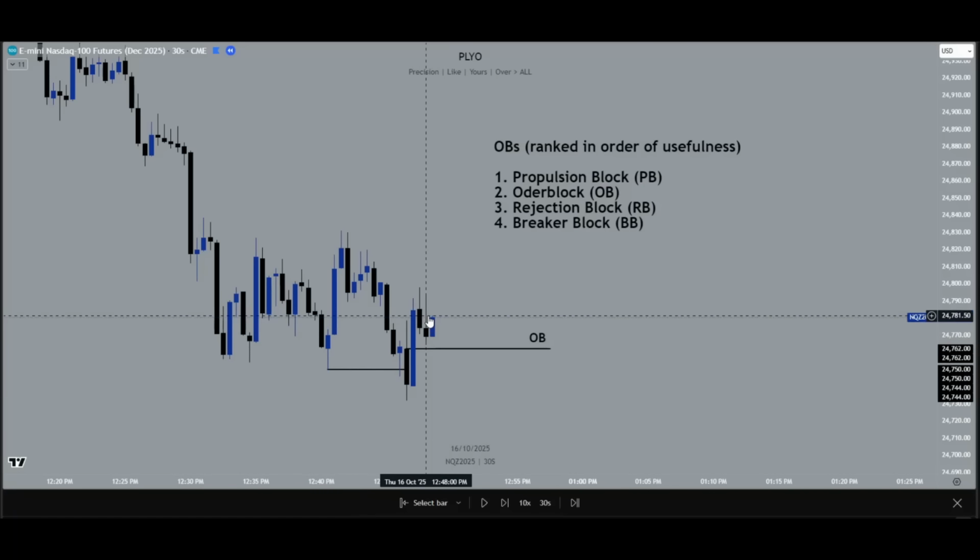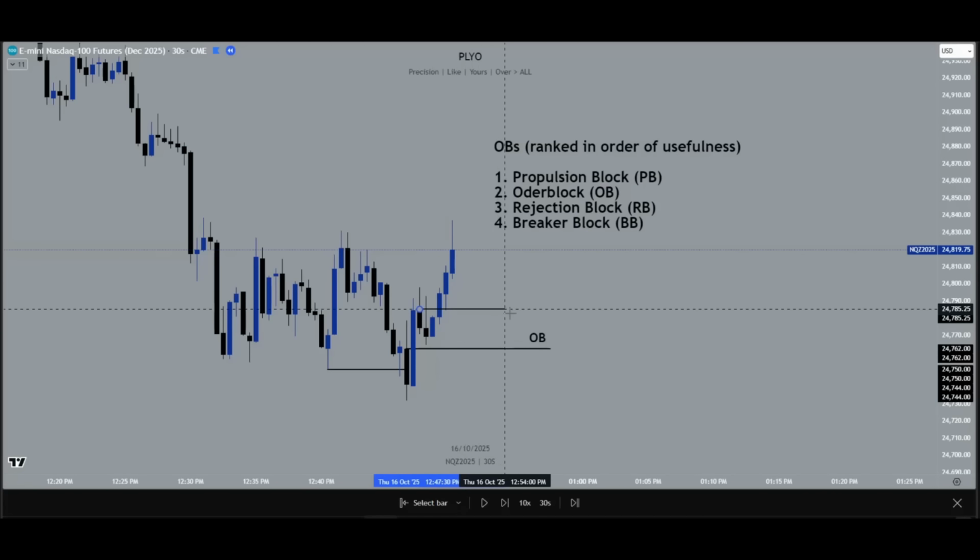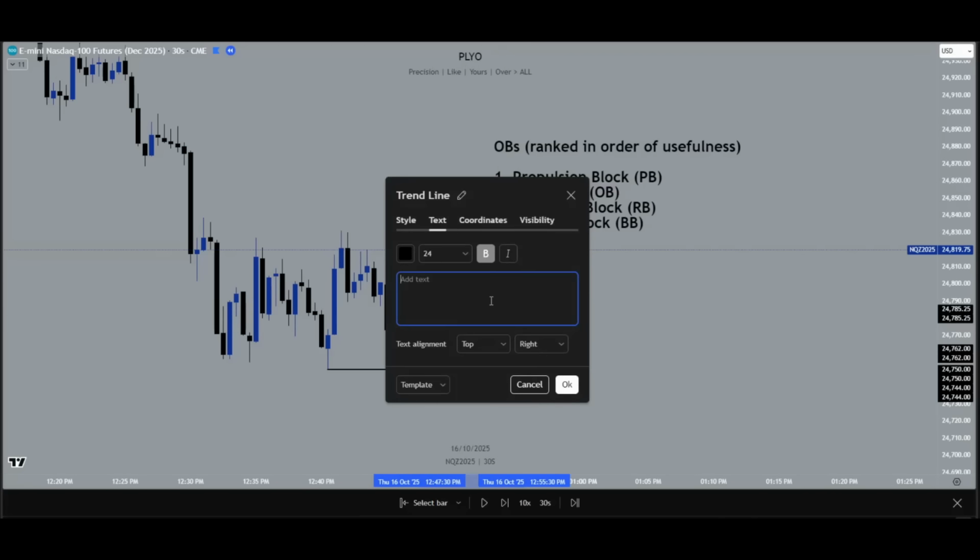And then we are trying to get another engulfing candle above this bearish one or above both of these candles. Don't worry, we're going to talk about when you're supposed to group them together and all that. Okay, and then what do we get? We get a close above these two bearish candles, giving us a propulsion block, PB for short.